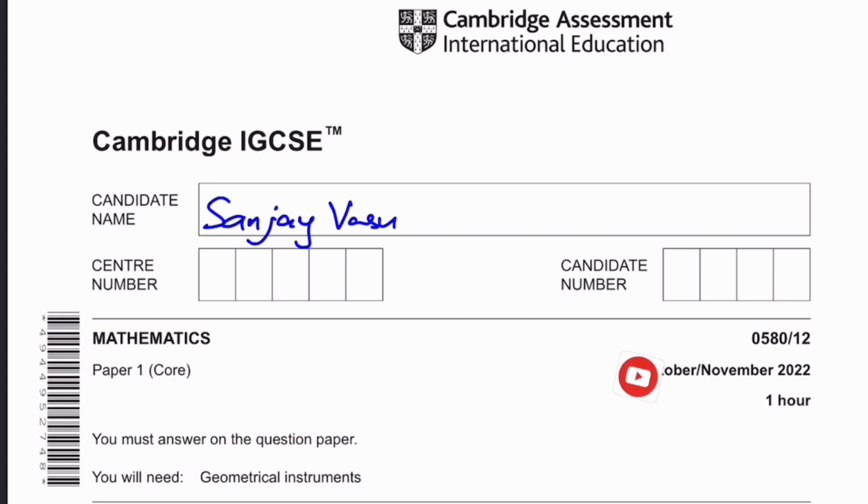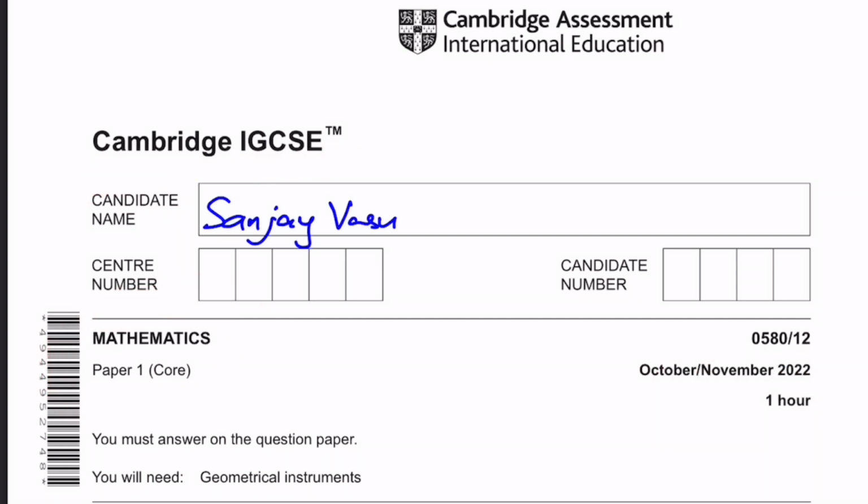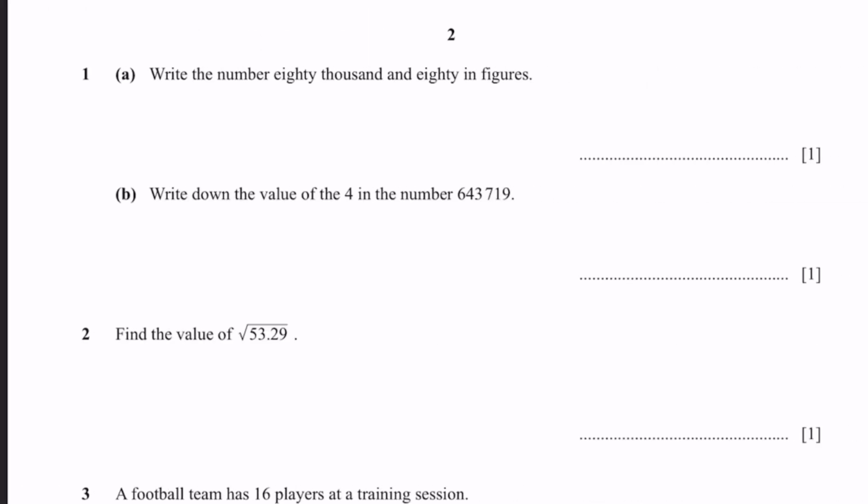This time I'm doing it on Mathematics Paper 1 Core for Cambridge IGCSE for October/November 2022. You can use the calculator where appropriate. Let's start. Question 1. A. Write the number 80,080 in figures. That's just 80,080. Not that hard, that's the answer.